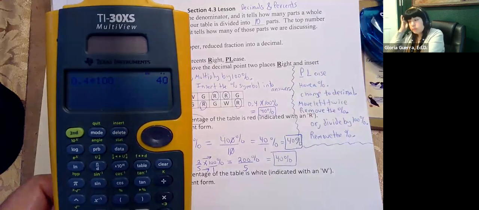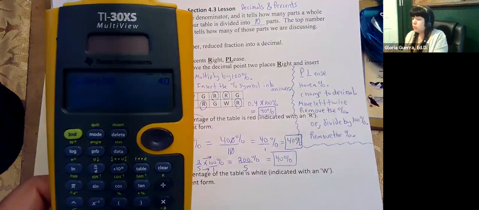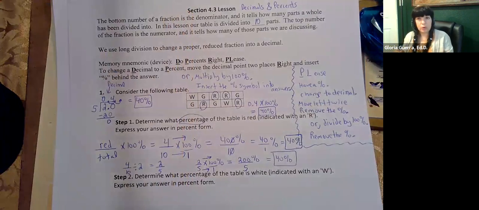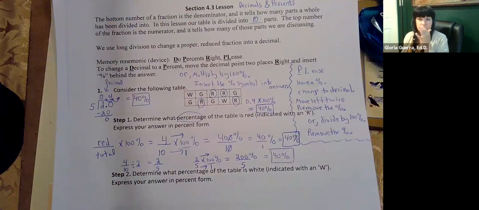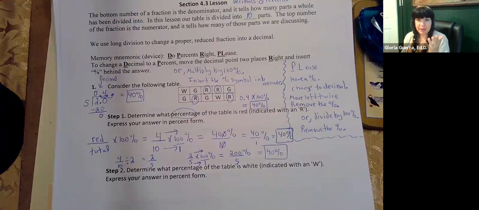Is that okay? So those are all ways to show your work. All those are acceptable ways of showing your work. What you don't want is just an answer, 40%, and no work. Like, well, how did you get that, right?